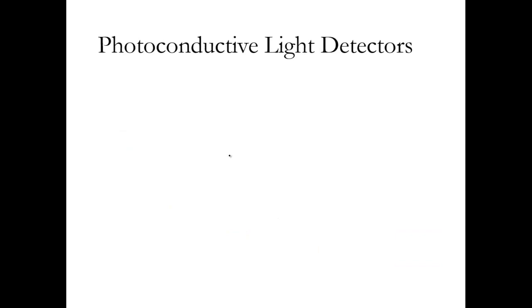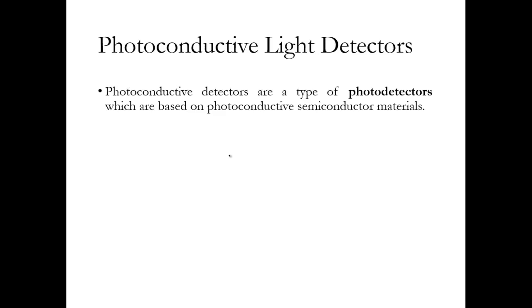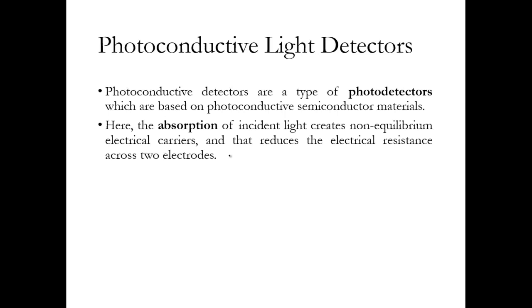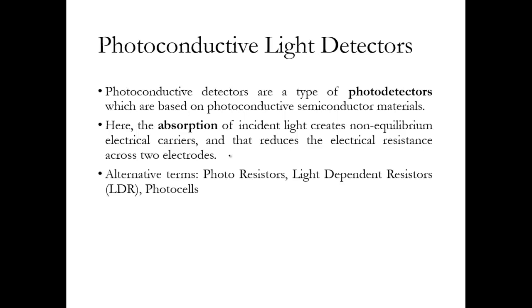And the last one is photoconductive light detectors, or we may have heard about LDRs, light dependent resistors. They are a type of photodetector based on photoconductive semiconductor materials. The absorption of incident light creates non-equilibrium electric characteristics, and this reduces the electric resistance across the two electrodes. So obviously this is light dependent. This again changes the rho, that is the resistivity, but this is because of the absorption of the incident light on those semiconducting materials. Alternate terms are photoresistors, light dependent resistors, that is LDRs, or photocells.